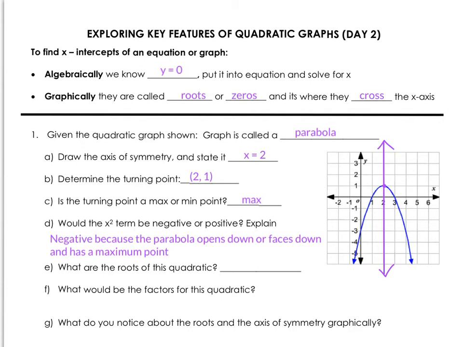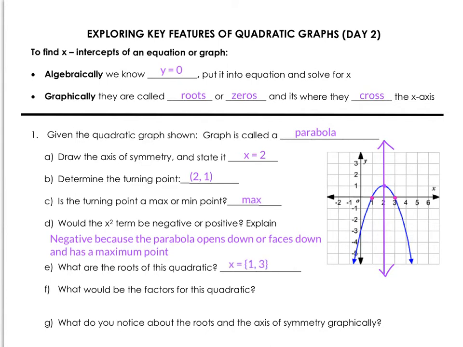What are the roots of this quadratic? Again, this is all review from what we just did in the previous. The roots are where it crosses the x-axis. Roots, zeros, x-intercepts all mean the same thing. So if I look here, I can see that it crosses the x-axis at a value of 1 and a value of 3. Now, this part's a little trickier.